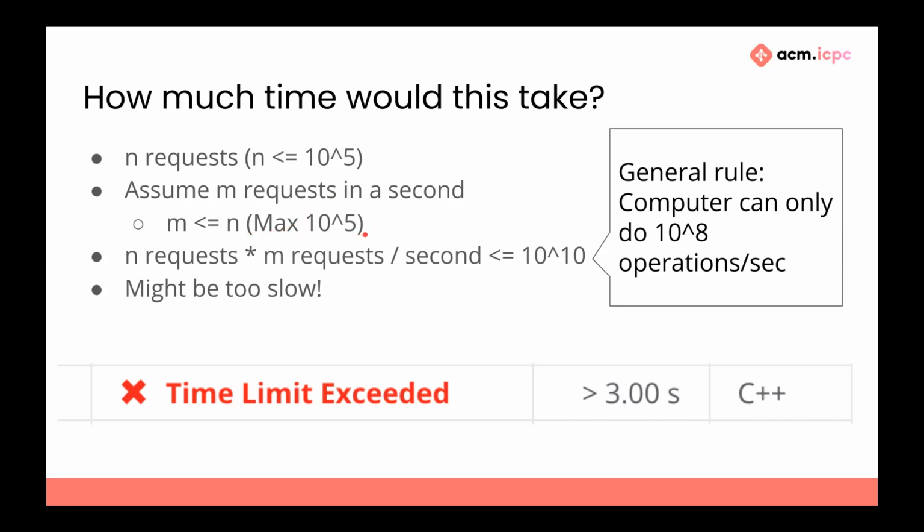And so if for every request we're scanning 10 to the 5 ahead, we would have 10 to the 10 operations. And as a general rule, we should know that a computer in a contest scenario can only do 10 to the 8 operations per second. And so what that means is that our program will time out. Our program might be too slow. So if we go back to our approach and if we try to see if we're doing some extra computations, and if we try to get rid of that, we can make our solution faster.